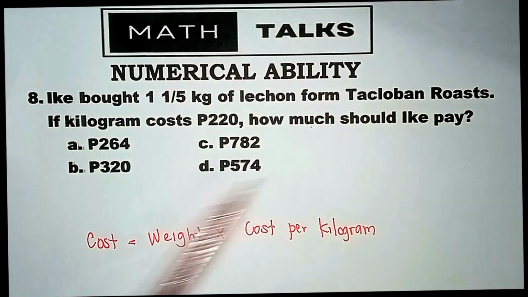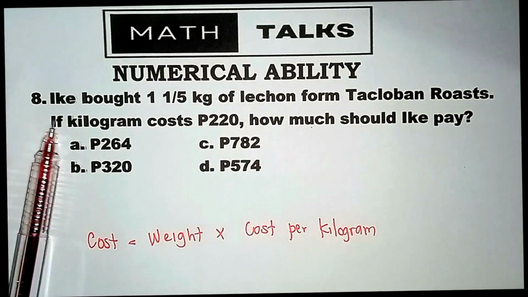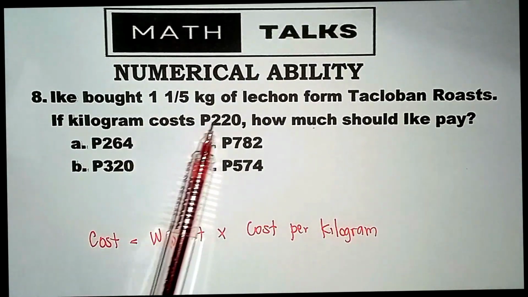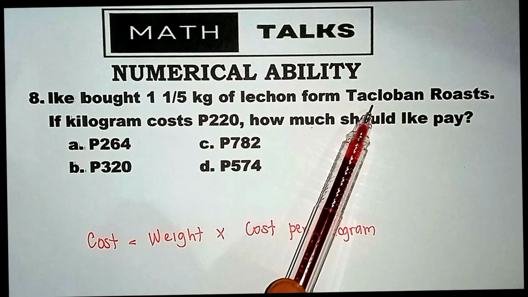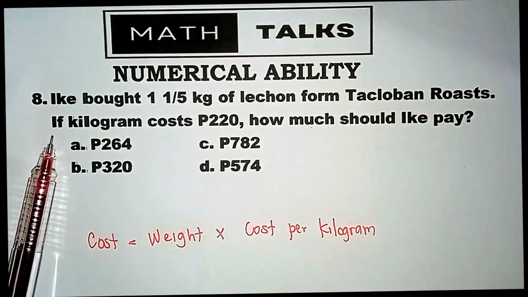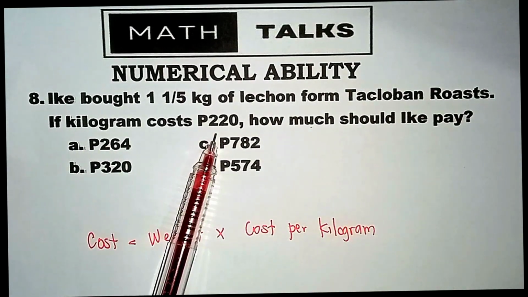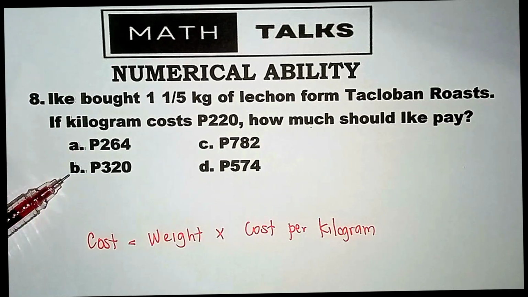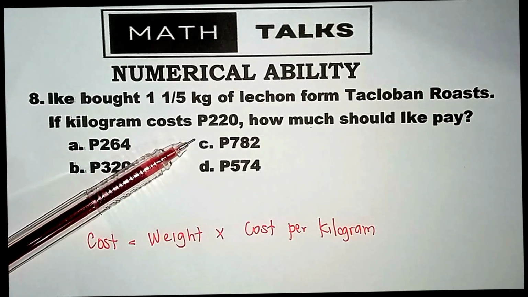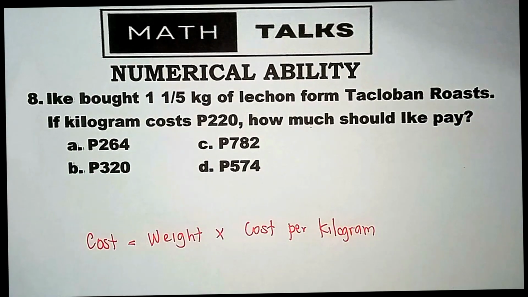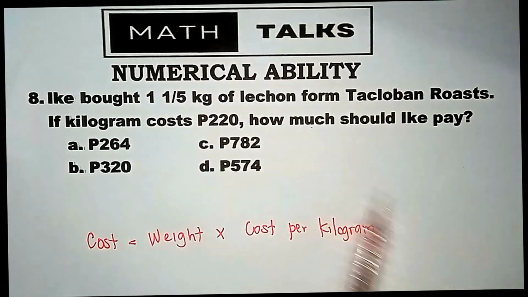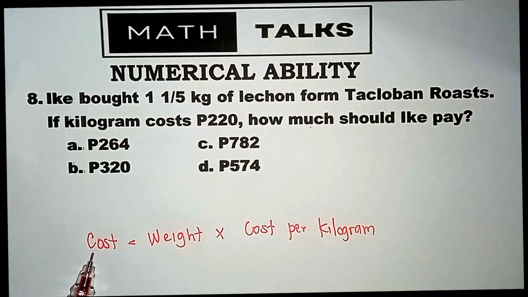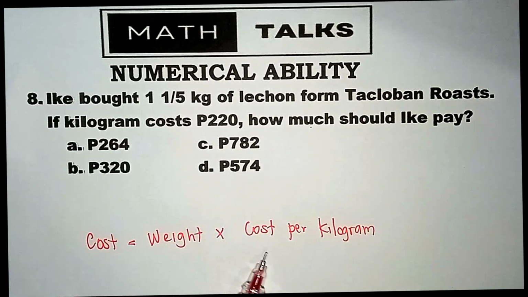From the numerical ability, number 8. I bought 1 1/5 kilograms of lechon from Tacloban Ross. If a kilogram costs 220 pesos, how much should I pay? A, 264. B, 320. C, 782. D, 574. So our formula with regards to this is: cost is equal to weight times cost per kilogram.